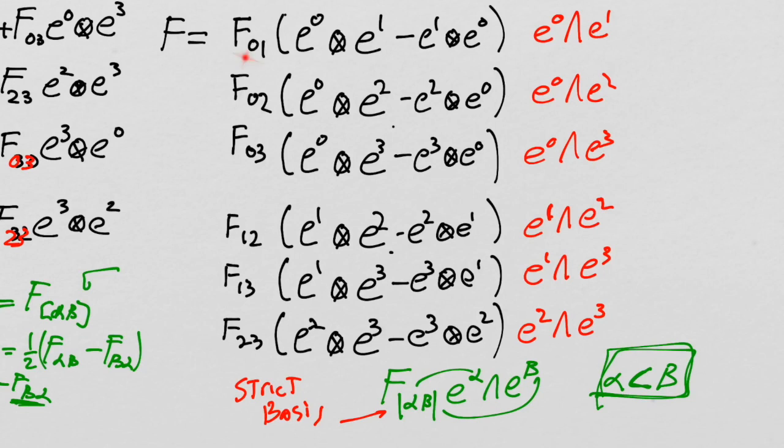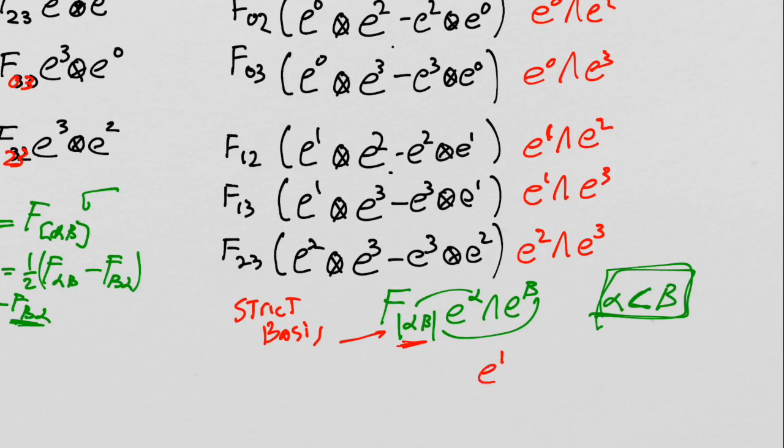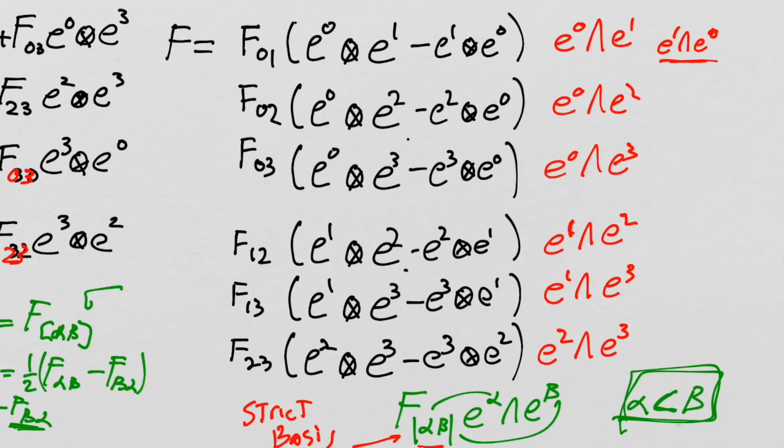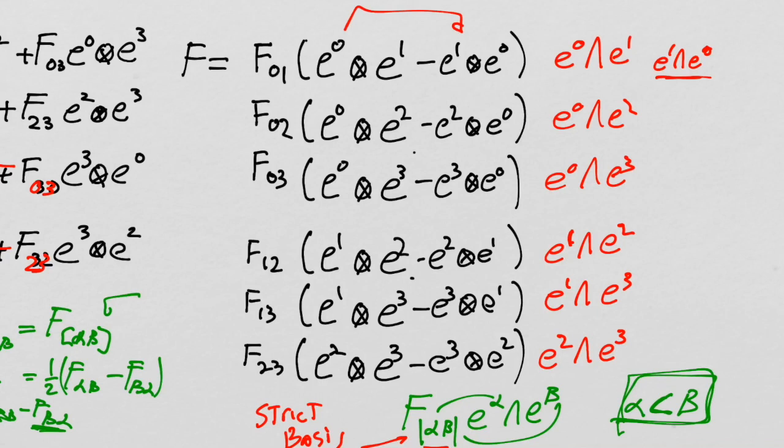There is no F10, however, in this basis at all, because as you see, the F10 would require E1 wedge E0, and first of all, that is contrary to our increasing indices convention, but more importantly, the reason we don't have that is because E1 wedge E0 just simply equals the opposite of E0 wedge E1, right? Obviously, if you switch these two around, you're just going to change the sign.